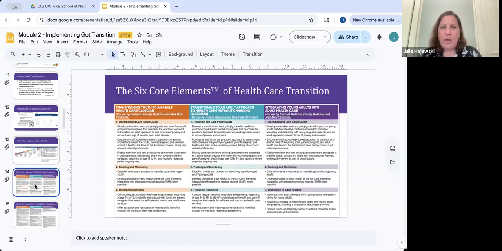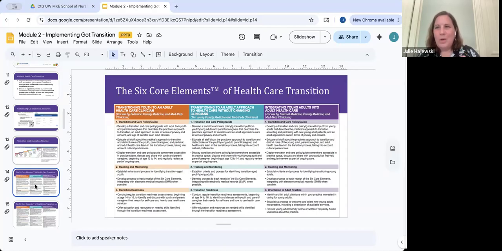As we had looked at briefly previously, when we talk about the 6 core elements of healthcare transition, one of the things that they have done at Got Transition is they have really focused these pathways and adjusted them a little bit depending on the situation in which an individual provider, practice, or system might be looking. So if you look at that orange column on the left, that is for providers that are looking at transitioning youth to an adult healthcare clinician. So typically we would see this pathway utilized by pediatrics, family medicine, maybe our med peds clinicians. The blue column is transitioning to an adult approach to healthcare without changing clinicians. So this is more so our family medicine, med peds.